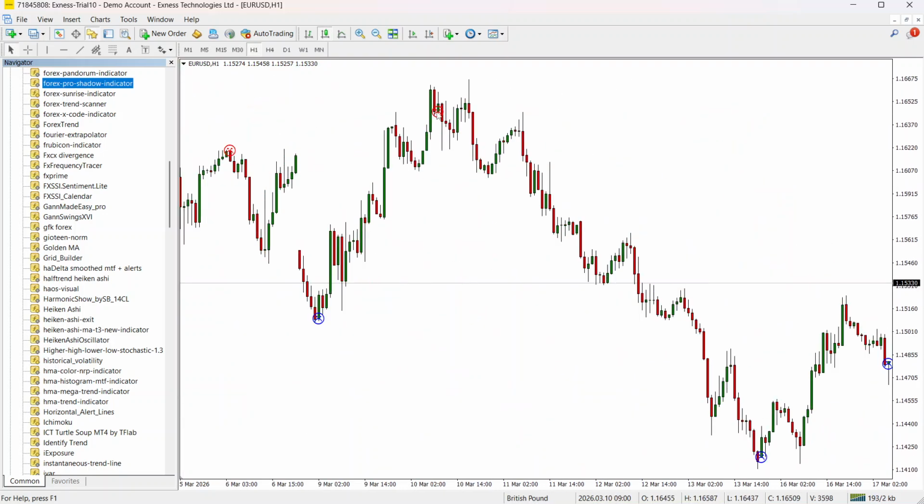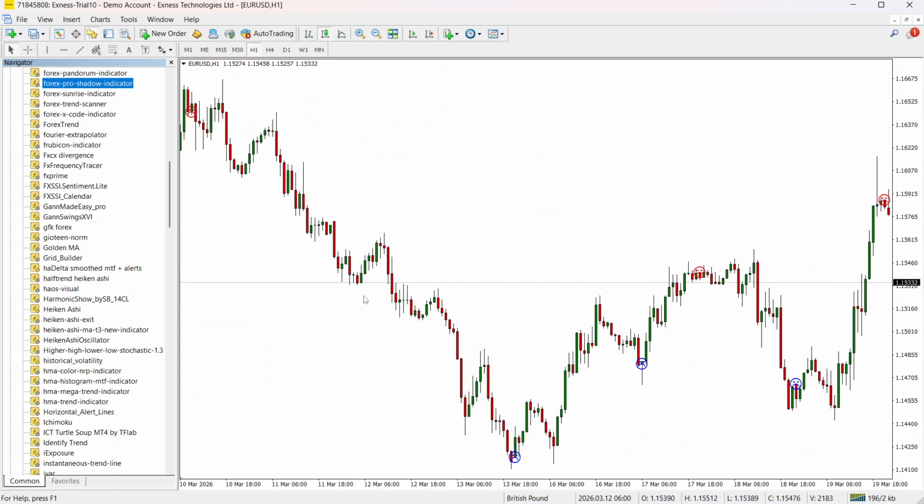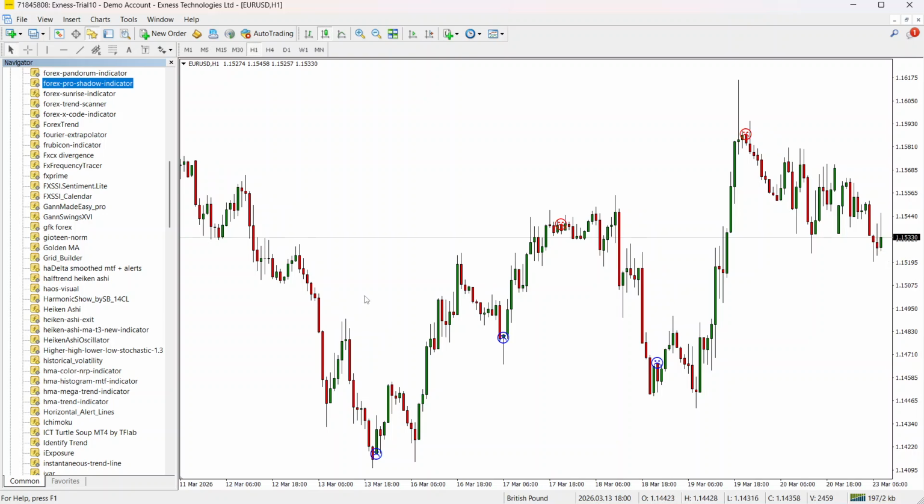As you can see by the faces, the blue and red faces, the Forex Pro Shadow Indicator plots distinctive face style icons directly on the main price chart instead of traditional arrows to mark potential buy and sell zones. Blue faces appear in areas where the tool recognizes a potential bottom or swing low, implying that the market has completed a downward leg and may be shifting upward.